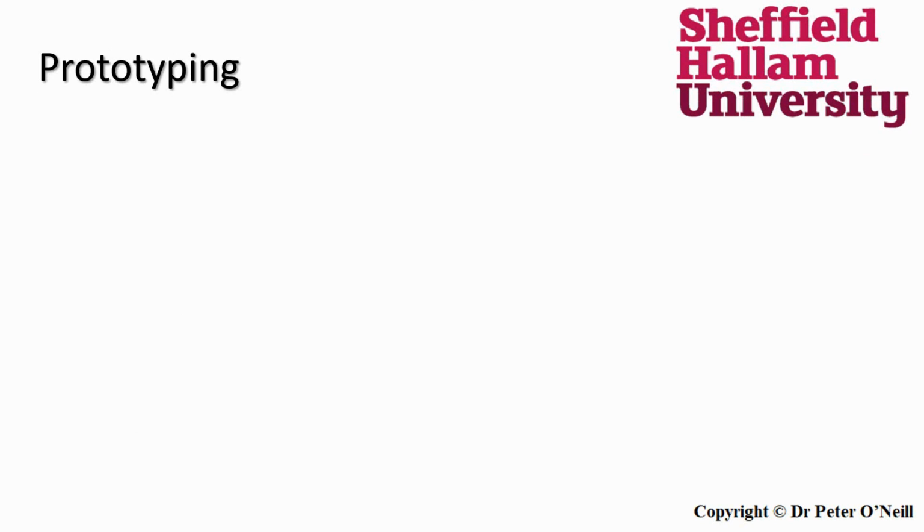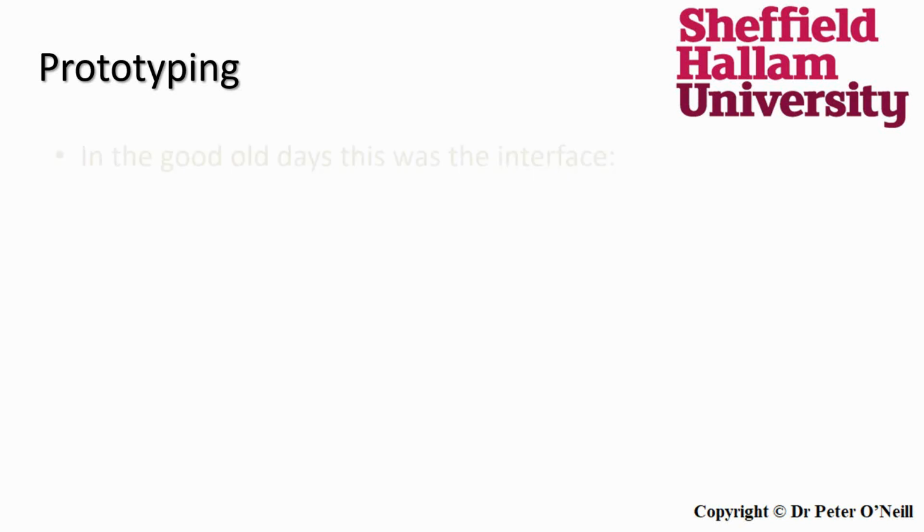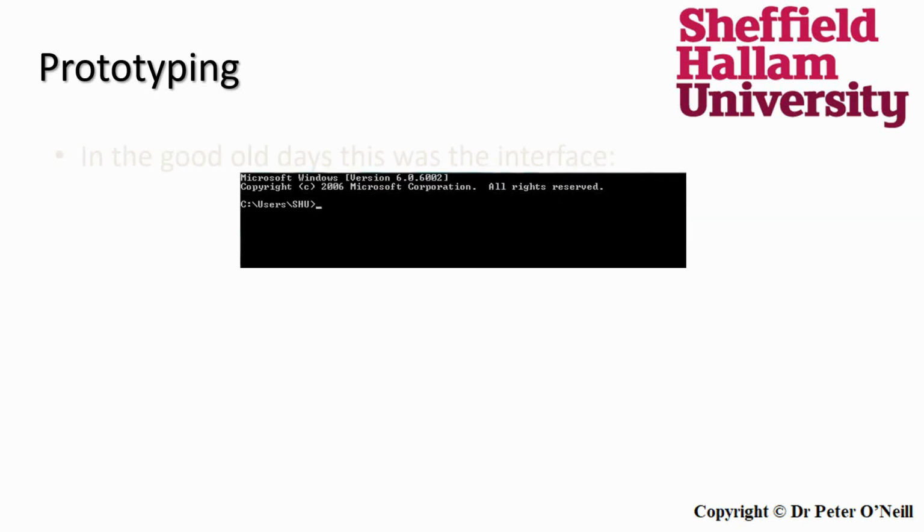Prototyping. In the good old days, we say that laughingly, this was a type of interface. There you are, look. That was my interface. The little underscore next to the end of shoe used to flash on and off. That was it. And from that you had to build everything. You had to write everything out.